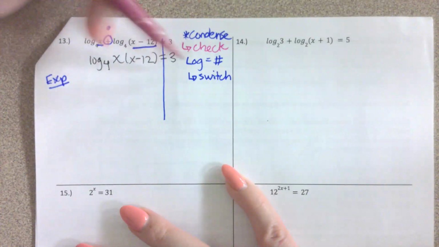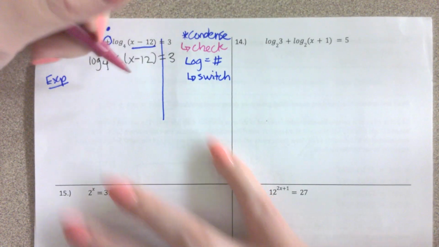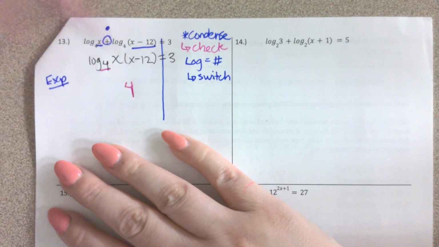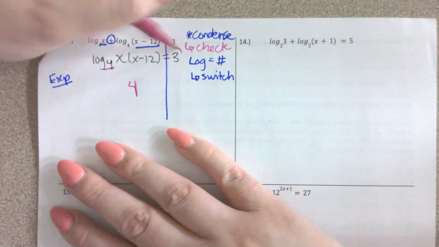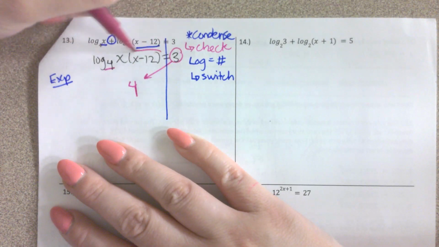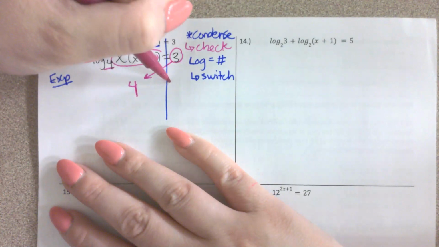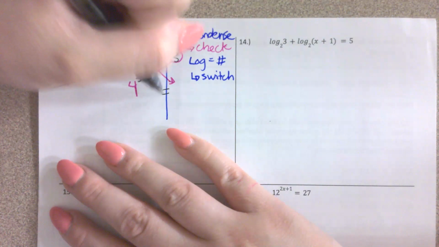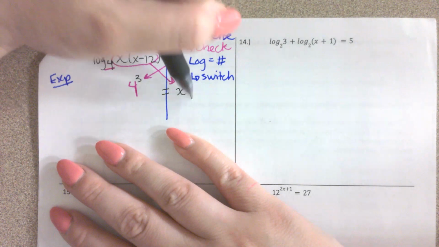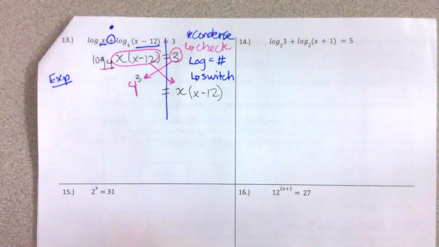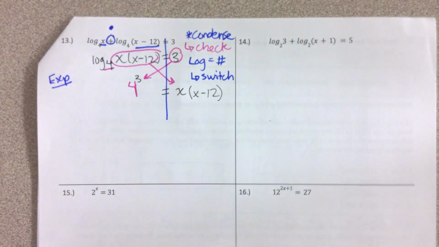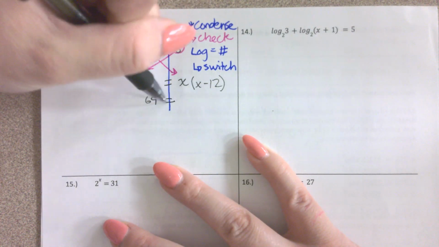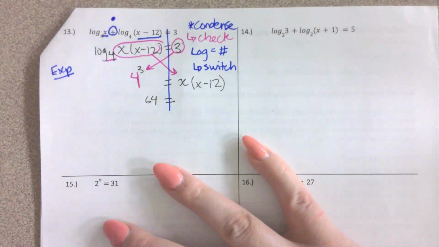Base stays base. The other two switcheroo. My base is a 4. And remember, it's big in exponential form. And then the 3 is going to come over here with the 4. And then the x's are going to go to the other side. 4 cubed equals x times x minus 12. And from here, it's just algebra. 4 cubed is 64 equals the x times x minus 12.